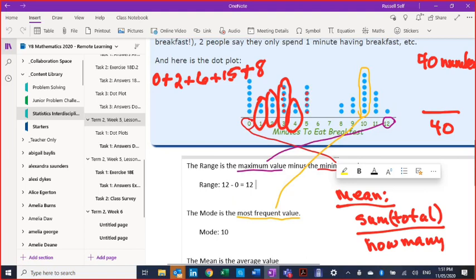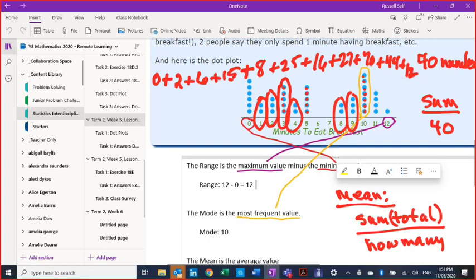1, 2, 3, 4, 5 fives is 25. You jump to 8s. 2 8s is 16. 3 9s is 27. Somebody's going to better have a calculator, guys. 1, 2, 3, 4, 5, 6, 7, 7 10s is 70. 4 11s is 44. And 1 12 is a 12. Then we'll just add all those together and divide that sum by 40.